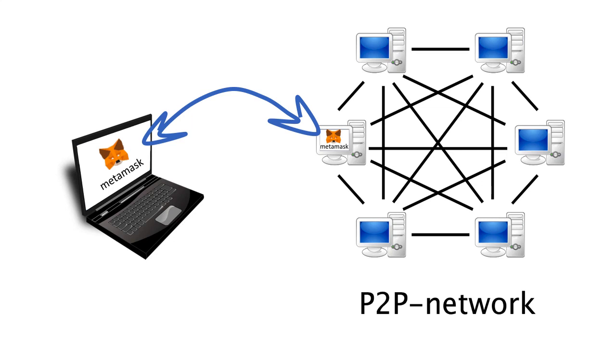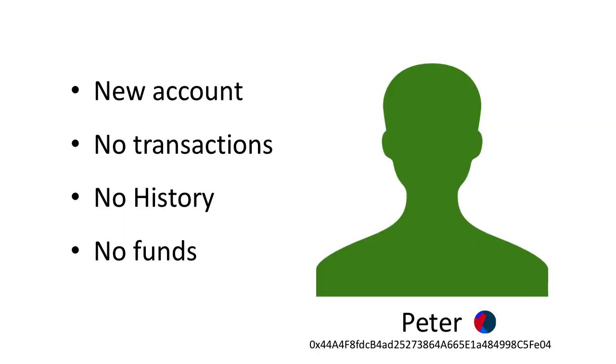desktop. Now, we're going to be using, for the demonstrations of a transaction, a brand new account. And you can see here that it starts with 0x44, and I've given it the name of Peter just for convenience. However, the name, the identifier on the network is 0x44 and the rest of those numbers. Now, there are no transactions, no history, and no funds because it is a brand new account.